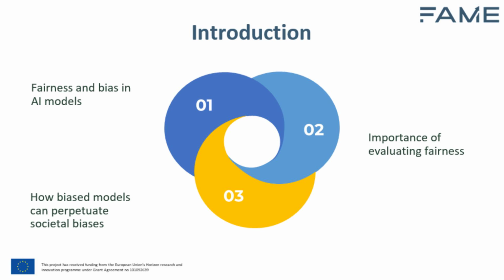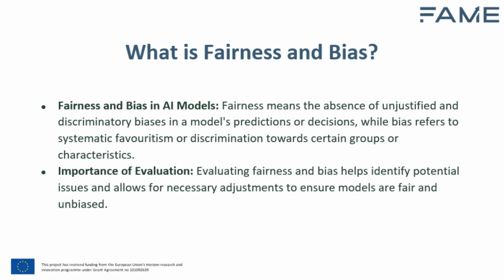Fairness is a critical consideration in AI systems, as biased models can perpetuate and exacerbate societal biases, leading to discriminatory outcomes. In this part of the course, we will explore how to evaluate fairness and bias in AI models, specifically focusing on explainability metrics. Before diving into the evaluation process, it is important to briefly understand what fairness and bias mean in the context of AI models.